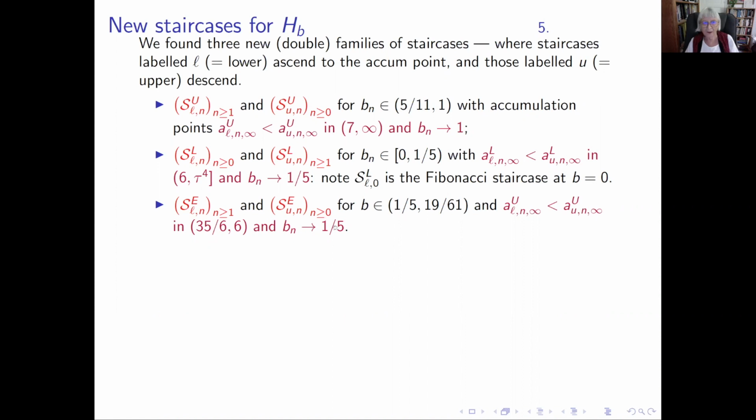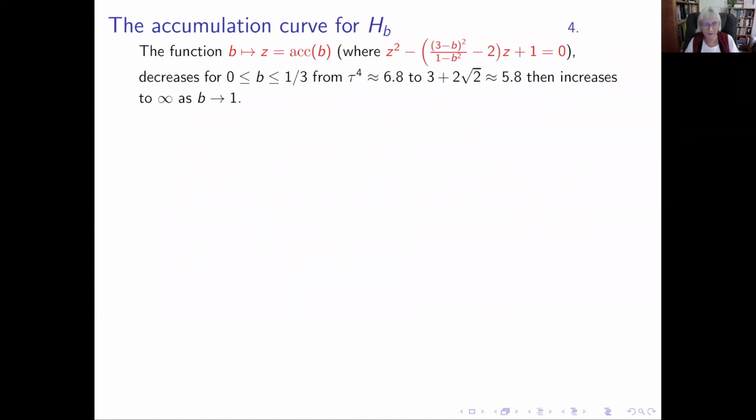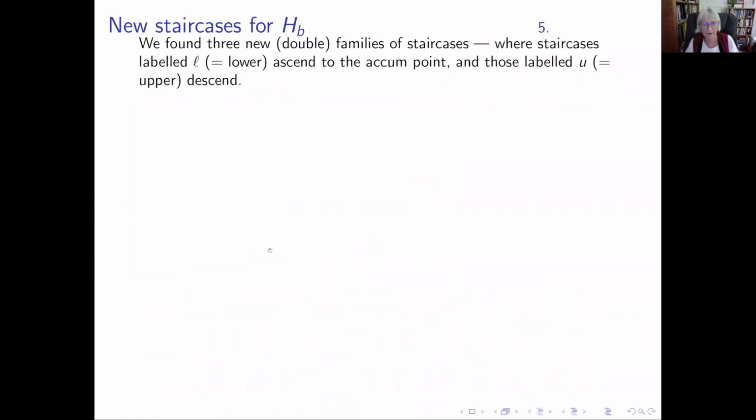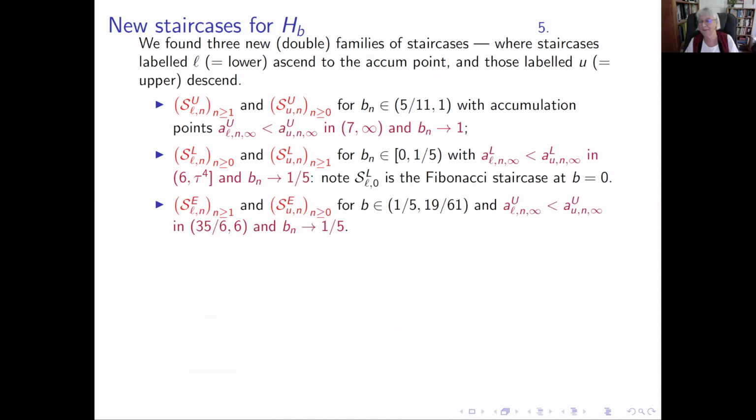So if you go back to our diagram here, the U staircases live in here, up here. The L staircases live here, and the E staircases live there. And the L staircases and E staircases converge, the sort of accumulation points converge to 1/6. And we do show, another thing we show is that at 1/6 there is no staircase. I may have told you that at 6. I may tell you that later. Anyway, so that's our 3 families of staircases.